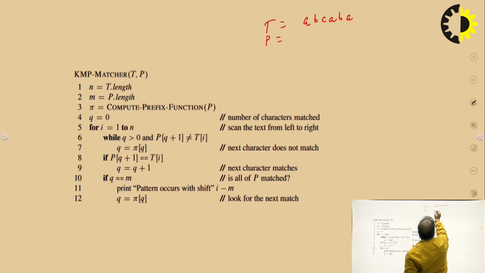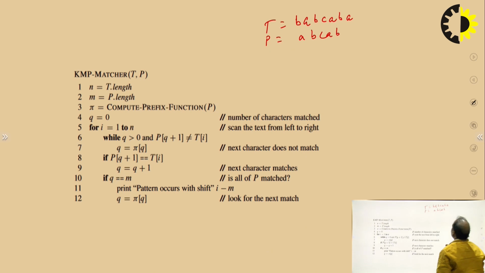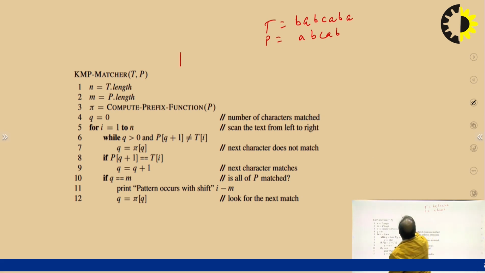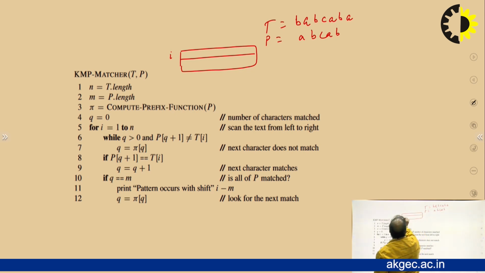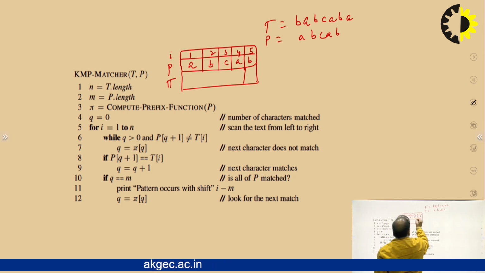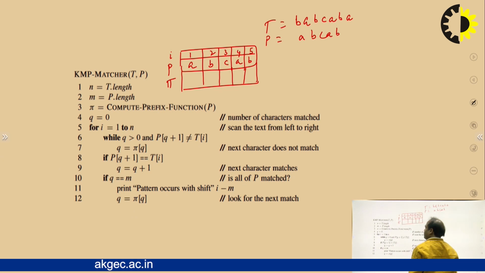And the pattern is, let's say, ABCAB. And the text you can write like here. So definitely in this situation, you must get the prefix function for this pattern. So you need to compute the prefix function for this pattern, right? So you just compute the prefix function 1, 2, 3, just like we did, 4, 5. And the pattern is A, B, C, A, B, and this is the pattern and this is pi. Let us get the prefix function for this.